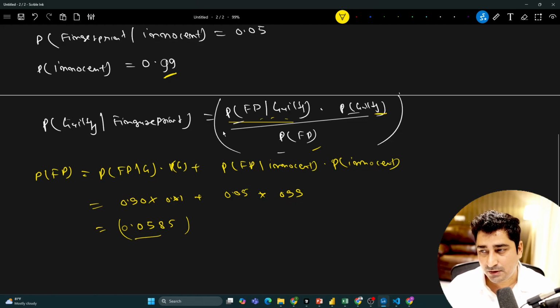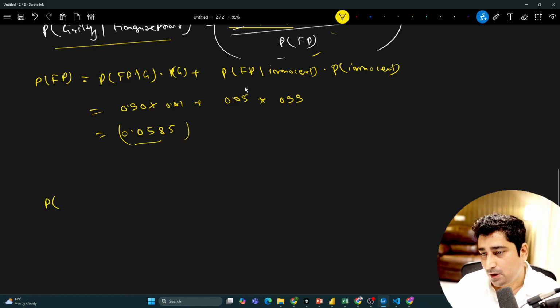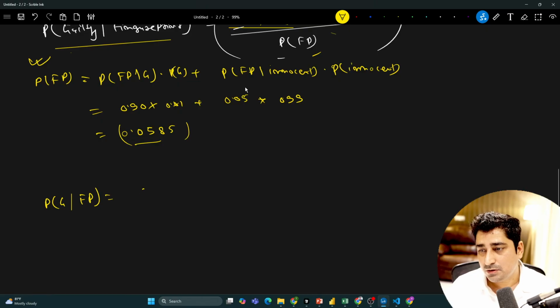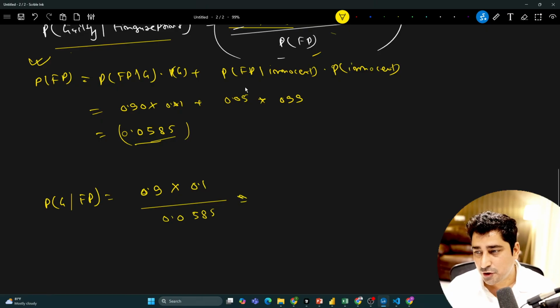Now I can put all of this data in here, and I will be able to calculate the probability of a person being guilty if there is evidence, if I'm able to find a fingerprint. So the probability of guilty given the fingerprint: 0.9 times 0.01 divided by 0.0585. It is going to be approximately 0.1538.